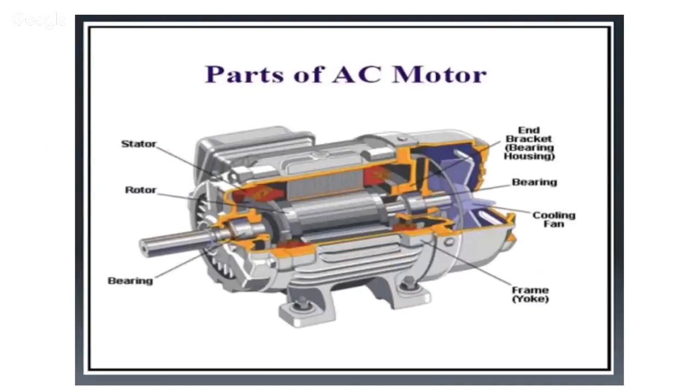Now these are the parts of an AC motor. Here it is in section. You can see here, this constitutes the stator, that is the stationary part. Here in the middle, you see the rotor. These are the bearings. There is a fan fitted on the same shaft as the rotor. It's a cooling fan. This is the frame or the yoke of the motor.